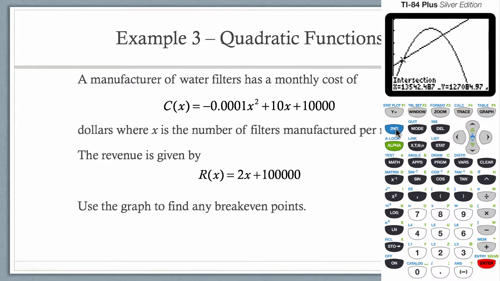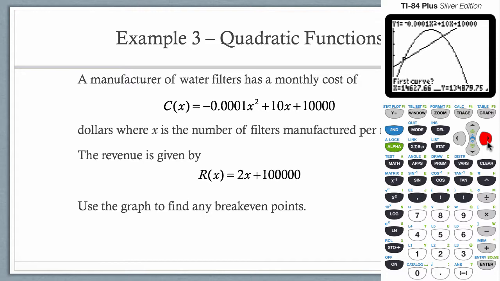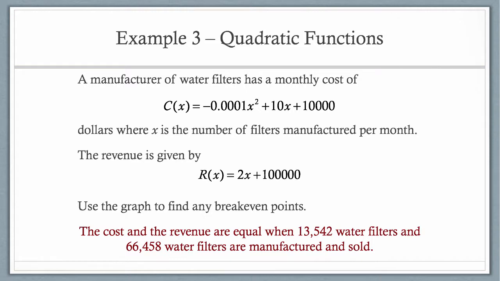Once I have both of those, I can then write my solution as a complete sentence. We see that there are 2 places where the cost and the revenue are equal, so that's where there's zero profit. The cost and revenue are equal when 13,542 water filters and 66,458 water filters are manufactured and sold.